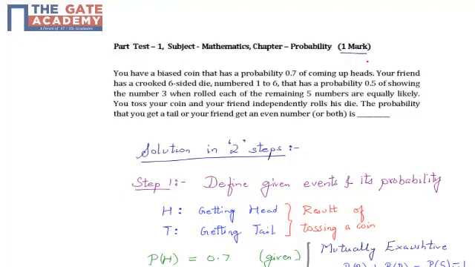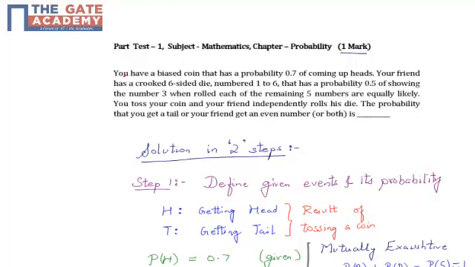of head is equal to 0.7, and your friend has a crooked 6-sided die numbered 1 to 6 that has a probability of 0.5 of showing the number 3. When rolled, each of the remaining 5 numbers are equally likely. You toss your coin and your friend independently rolls his die. The probability that you get a tail or your friend gets an even number or both is dash.